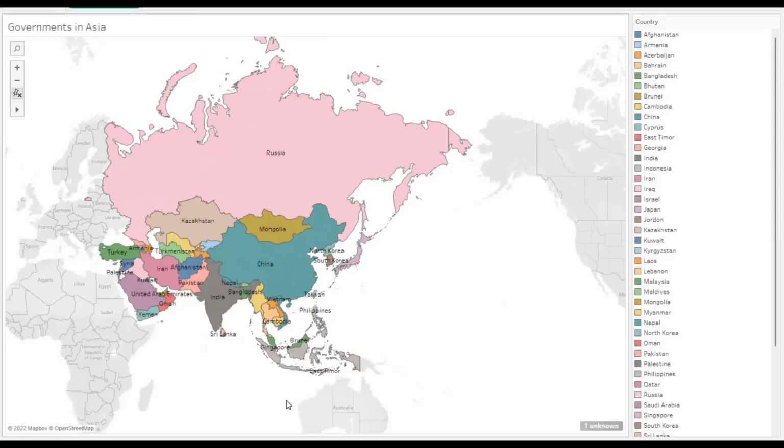Hello, here we have different countries of Asia colored in different colors. Now let's see what forms of governments these countries have. Of course, there could be certain similarities when it comes to governance in different countries, and there could be certain differences as well when it comes to different forms of governance. So let's look at these differences and forms one by one.